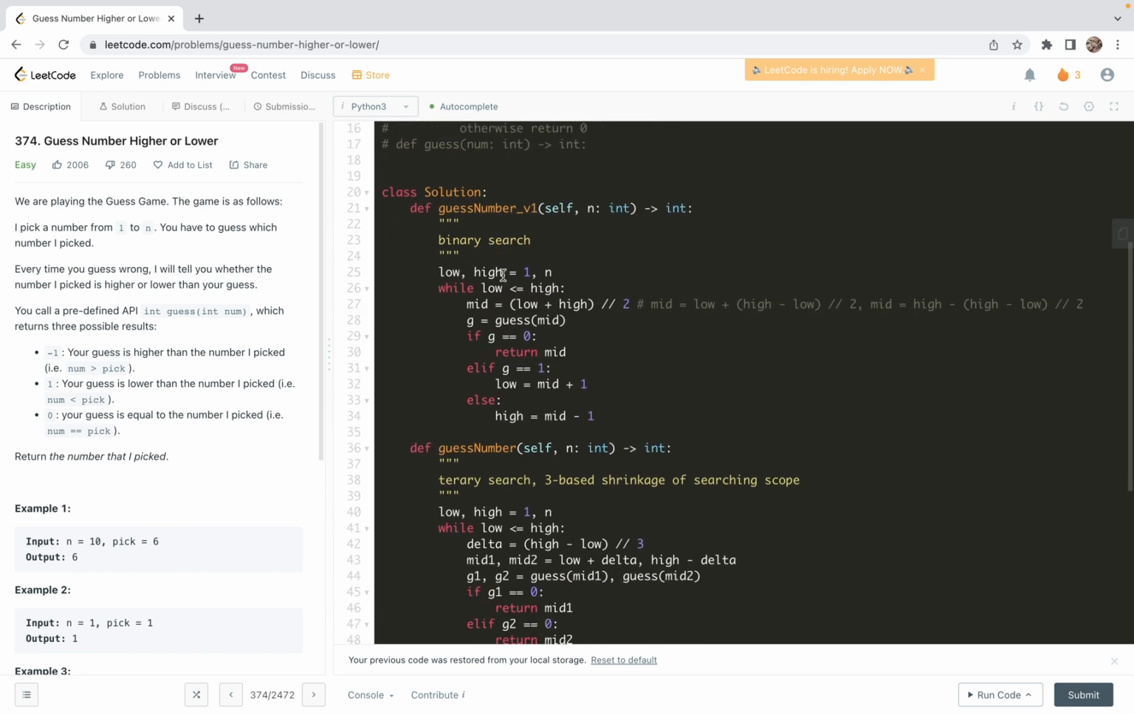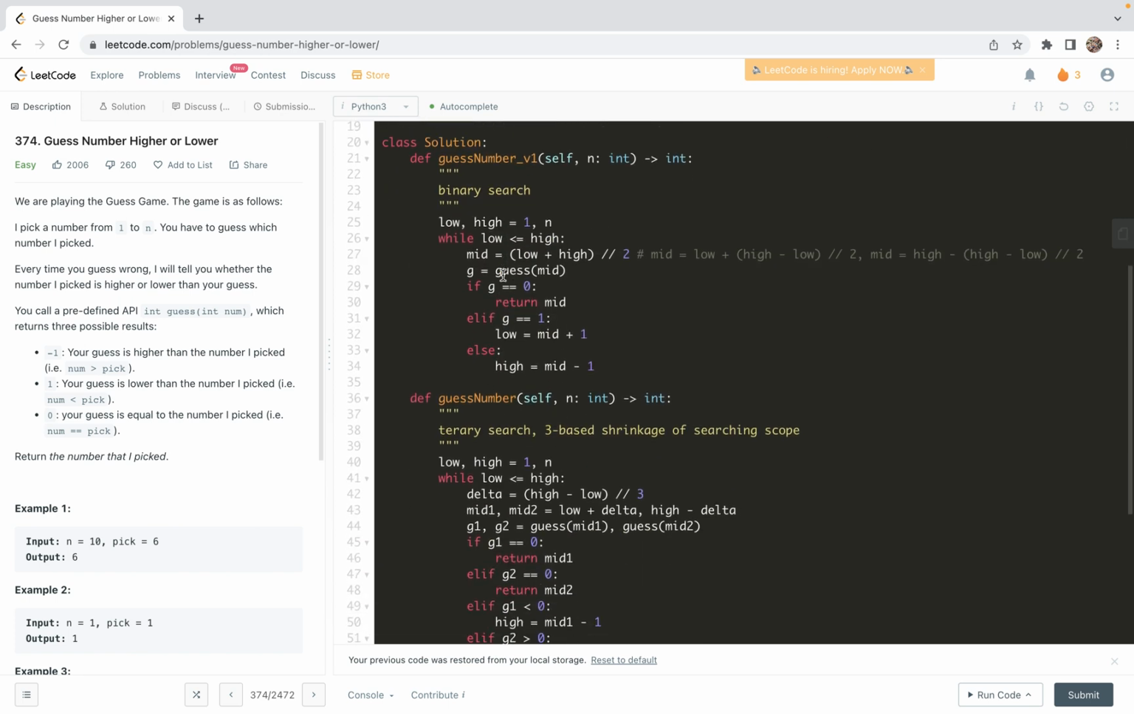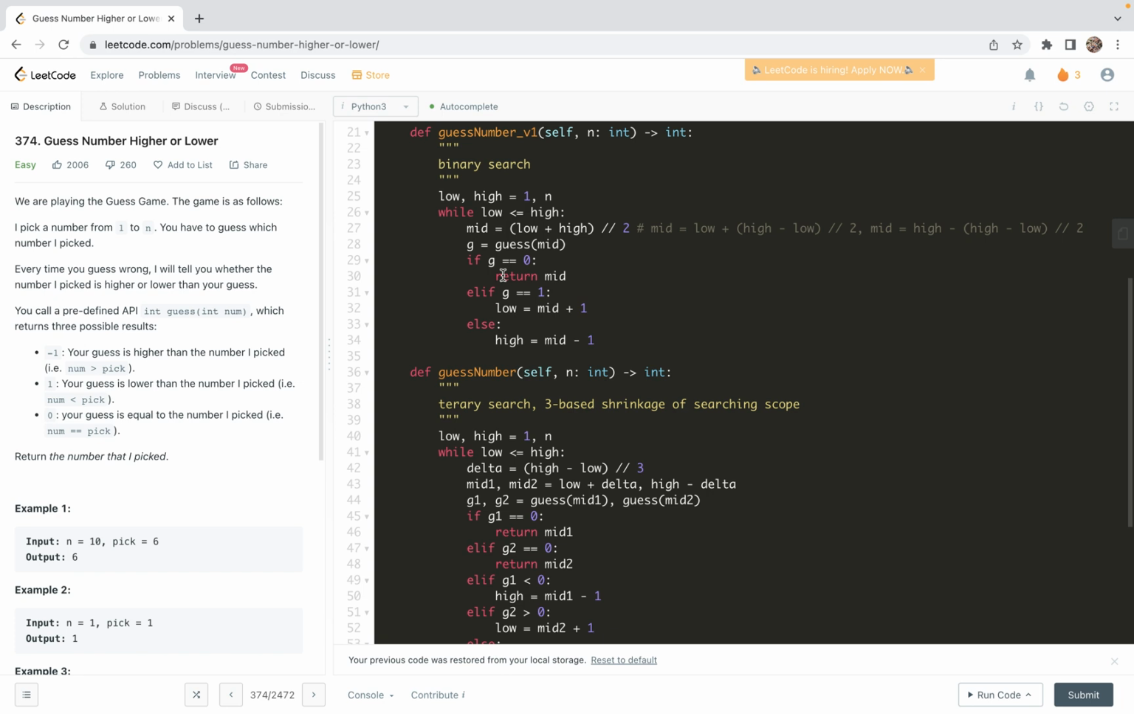So with that said, I guess that's about it for this problem. You are welcome to check out the binary search playlist videos in my channel, in which I explained how to define a Boolean function to produce monotonicity, and how to do search space shrinkage.